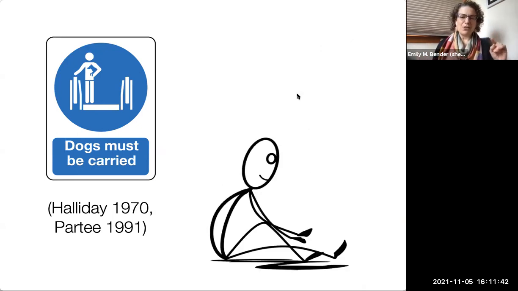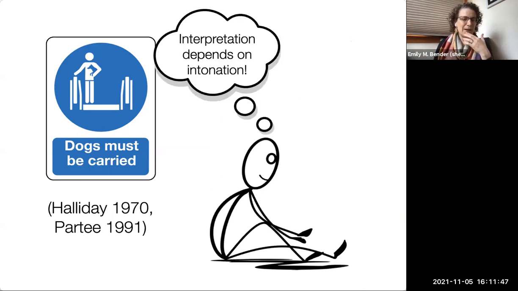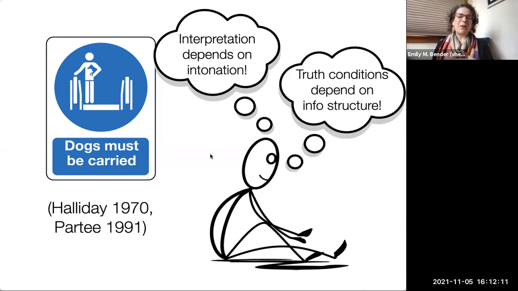There's yet one more kind of passenger, which is the linguist, who might sit down and think about it. And if that linguist is Halliday, they might say, wow, interpretation depends on intonation, right? "Dogs must be carried" versus, sorry, I can't do that off the top of my head, but you get two interpretations of this. One is if you have a dog, you have to carry it. And the other is if you want to be on this, you have to be carrying a dog. And Halliday noticed that the interpretation there depended on the intonation. And Barbara Partee noticed that the truth conditions depend on information structure. So the linguist might sit down and just think about the message.